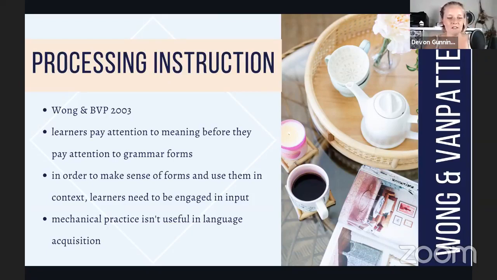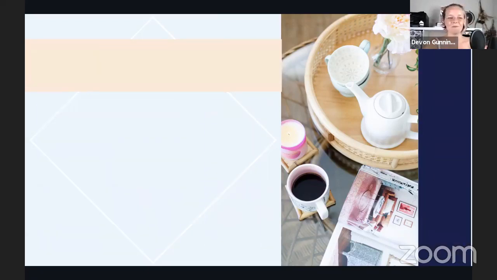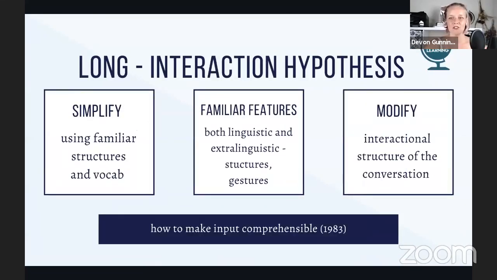And the third thing that they found is that mechanical practice really isn't useful in language acquisition. They did a bunch of studies on this in different classroom environments to come to this finding. And if you look up this study, I think you'll find some really cool stuff on it. So check out processing instruction if you're interested in this.